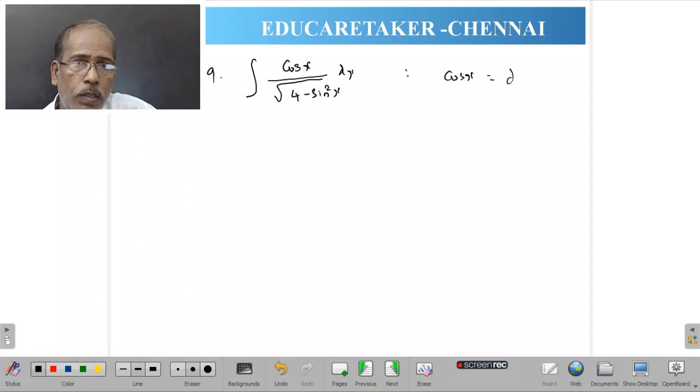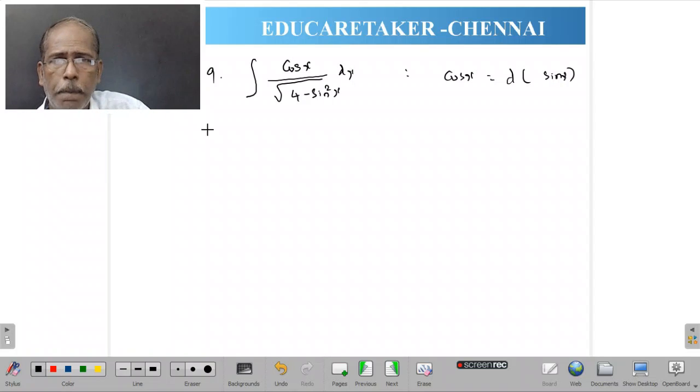We can write cos x as a derivative of minus sin x. So derivative of sin x is cos x, not minus sin x. Directly we can have derivative of sin x. Then what is the integration? Yes, we have to take sin x as t, so that we can write cos x dx as dt. So we should go by the substitution method.